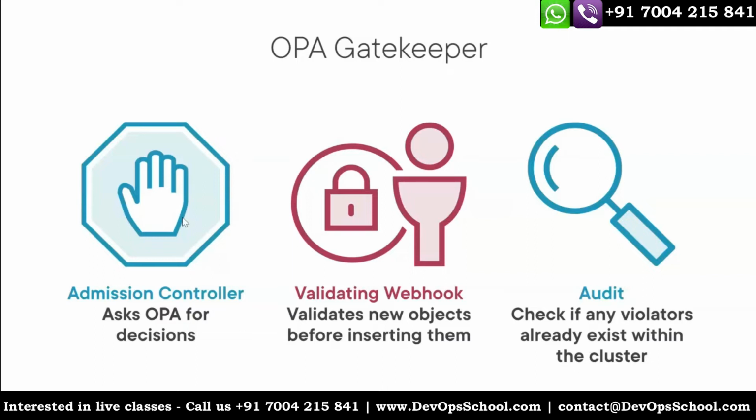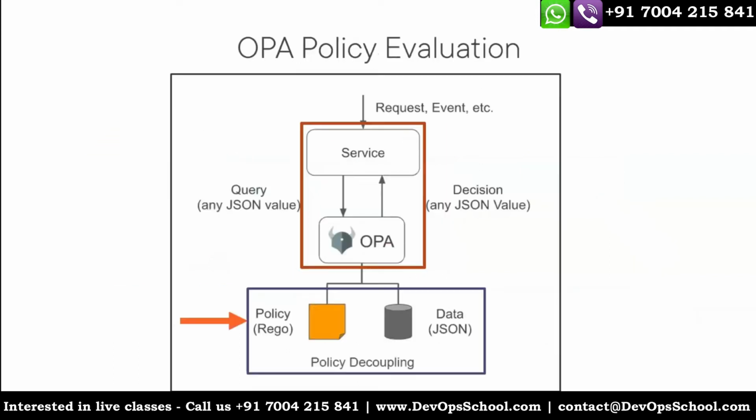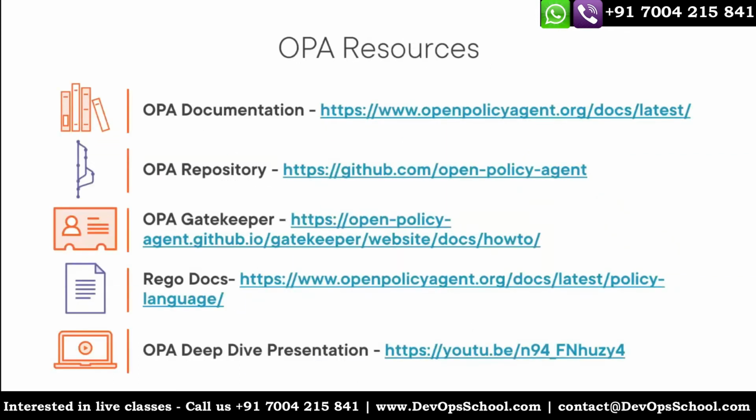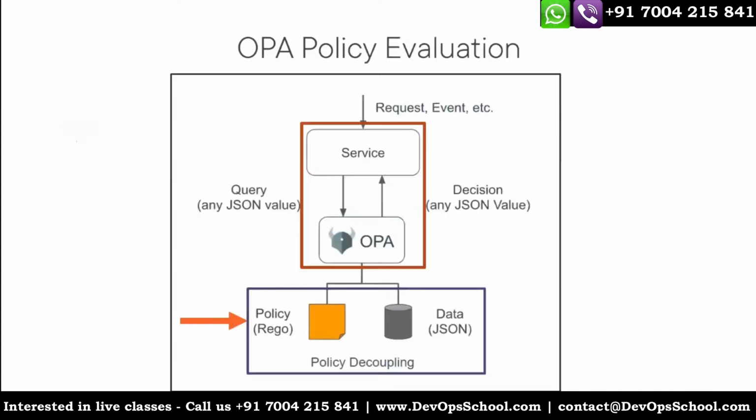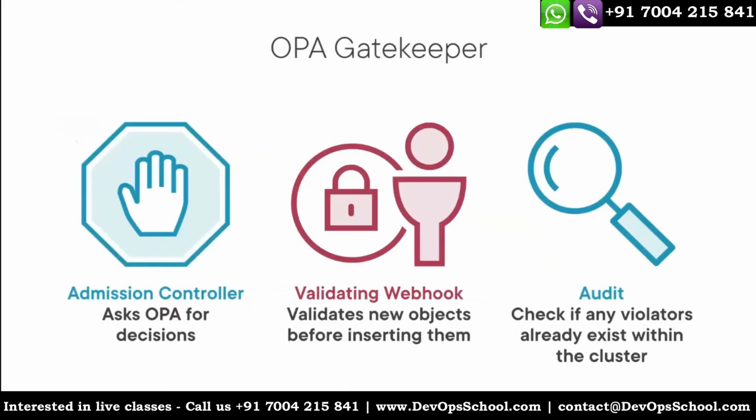So the admission controller asks OPA for a decision. When you install OPA as an operator, it becomes one service in your Kubernetes, and you can call it anytime. So OPA is one product. OPA Gatekeeper is another product. Remember that. OPA Gatekeeper is another product, using which you can validate using webhooks, and audit and stuff like that.